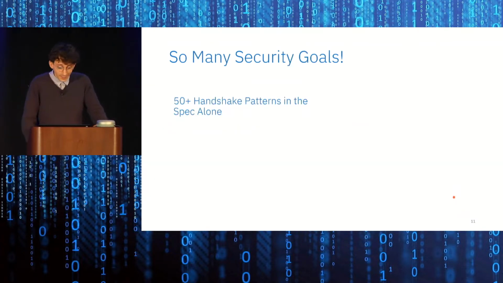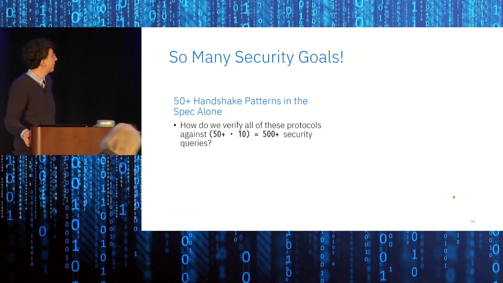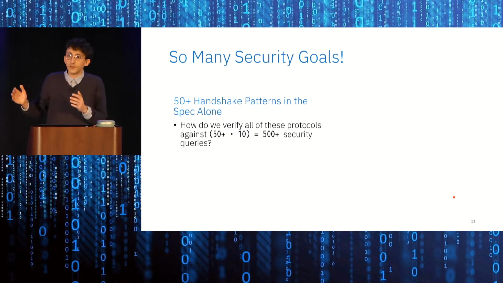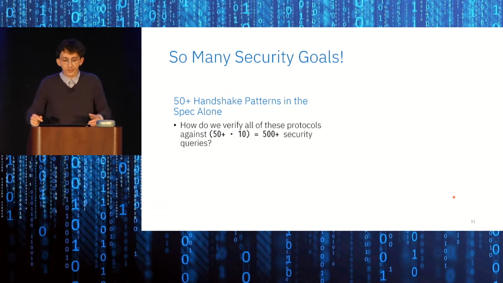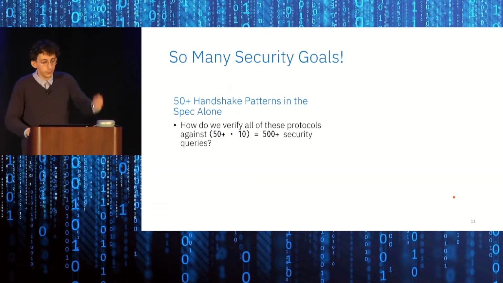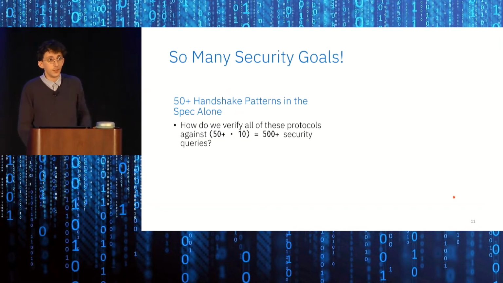So there are so many security goals, 50 plus handshake patterns in the spec alone. So how do we verify all of these protocols against these security goals? I mean, if you just look at the Noise spec alone, you'll see that there's about 55 or 60 Noise handshake patterns defined in the spec. So if we have a security query like trying to verify something based on every one of these, then that's like 500 security queries that we're going to have to manually prove, right? Because we're cryptographers, we want to be rigorous, want to prove everything. And so that's a lot of them. You're going to spend a lot of time. You're not going to see the world. You're not going to visit Japan. It's going to be a problem.